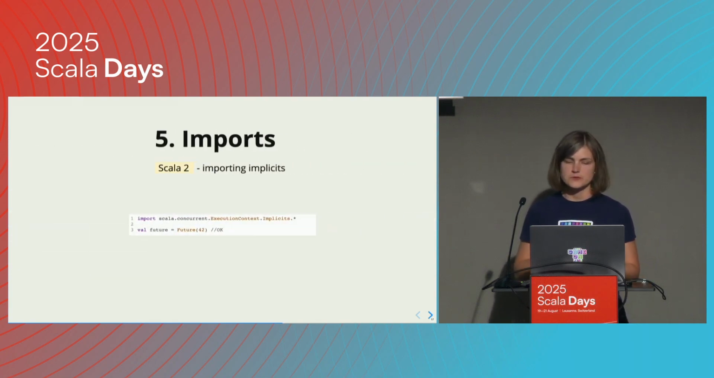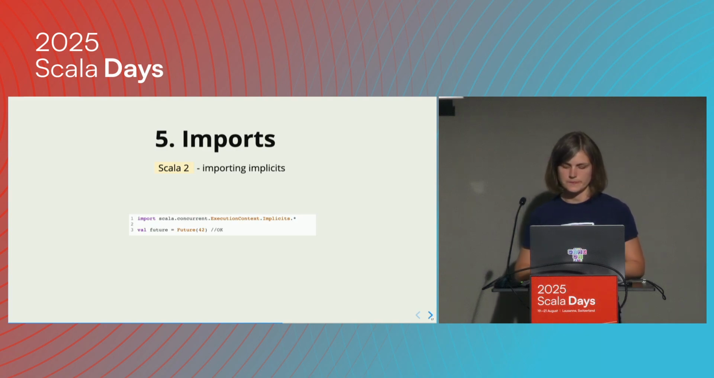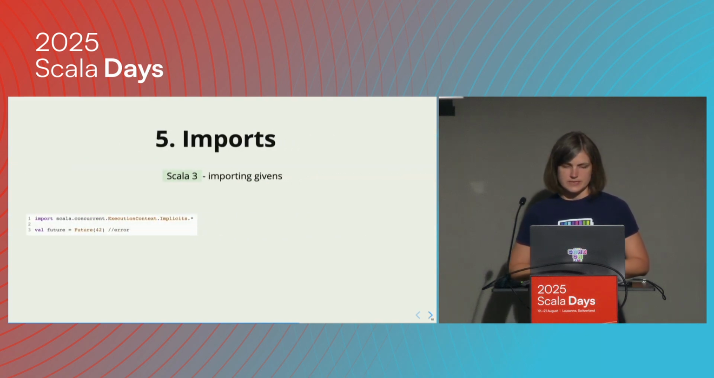And now, the thing about imports. So in Scala 2, this code compiles just fine. So we are just importing everything from the implicits package or object, and then you are writing a future. It's all fine because implicitly the compiler can fetch the execution context from that import. But in Scala 3, such code wouldn't compile.